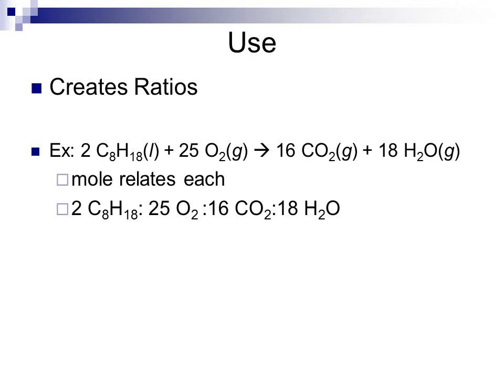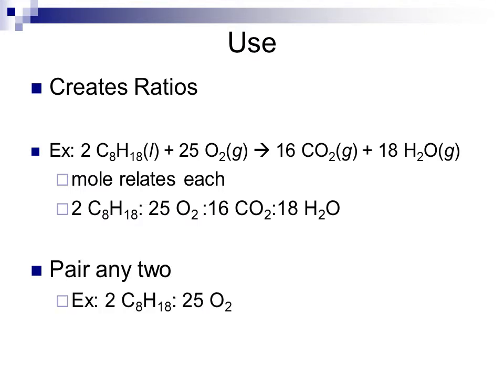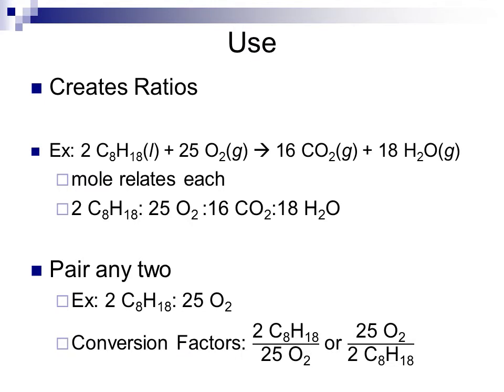We can create a ratio then of 2 to 25 to 16 to 18, and any 2 of these 4 things can be related against each other. 16 to 18, CO2 to water, for instance. Compare any of them. If we take octane versus oxygen, we have 2 to 25. We can create a conversion factor from this pairing such that we can go from oxygen to octane by taking a conversion factor of 2 to 25, or from octane to oxygen by taking a conversion factor of 25 to 2.